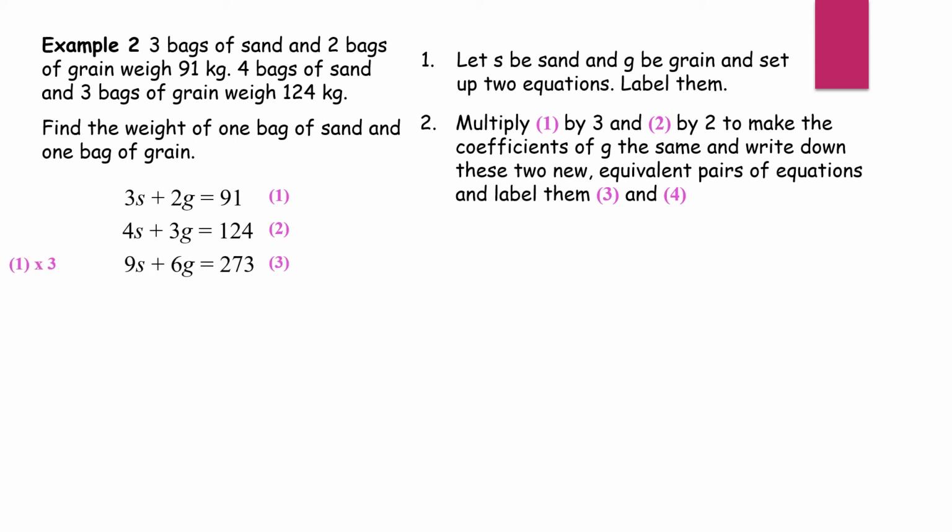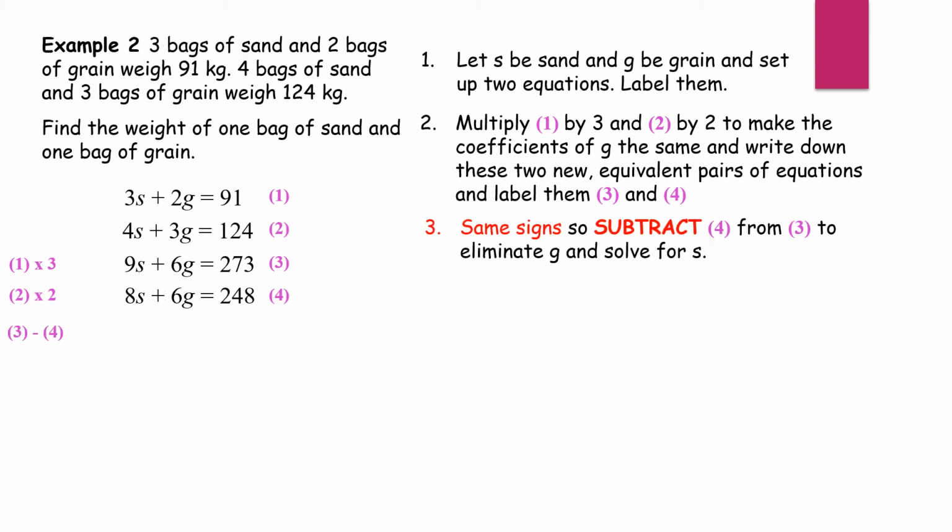So 1 times 3 is going to be 9S plus 6G equals 273, and that's equation 3. And then equation 2 times 2 is 8S plus 6G equals 248, and that becomes our equation 4. Now, we have the same sign with our 6G, so we're going to subtract 4 from 3 to eliminate G and solve for S. So 9S take away 8S is going to give us S equals 25.